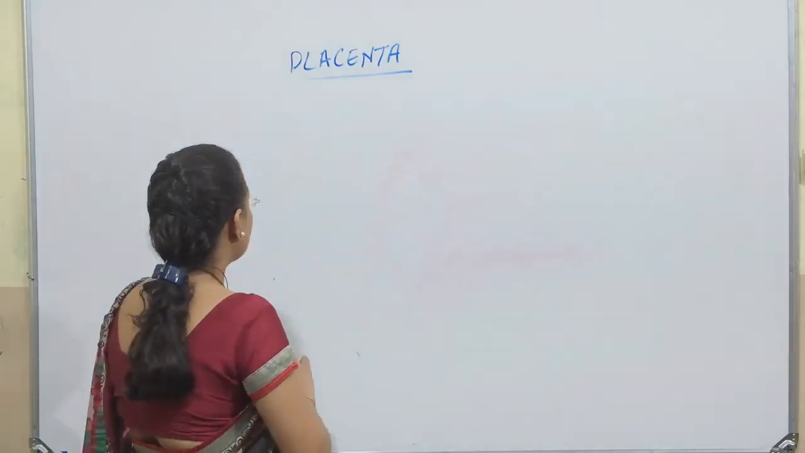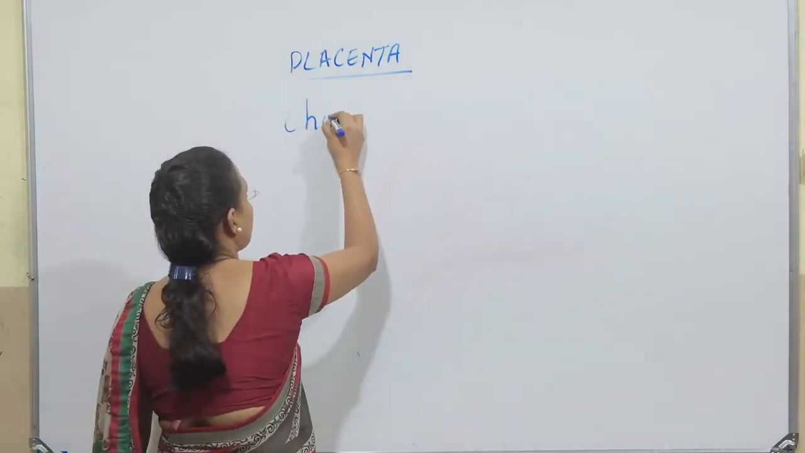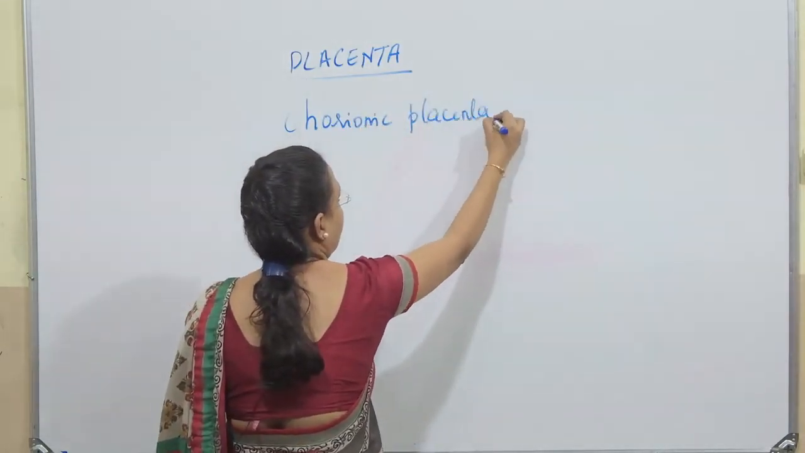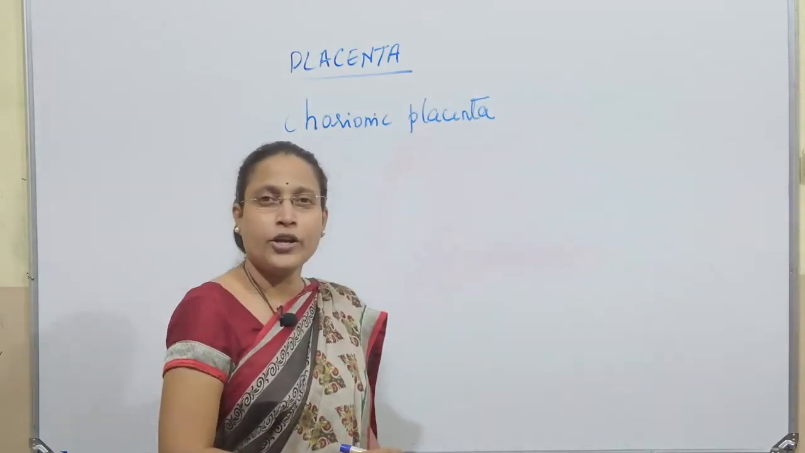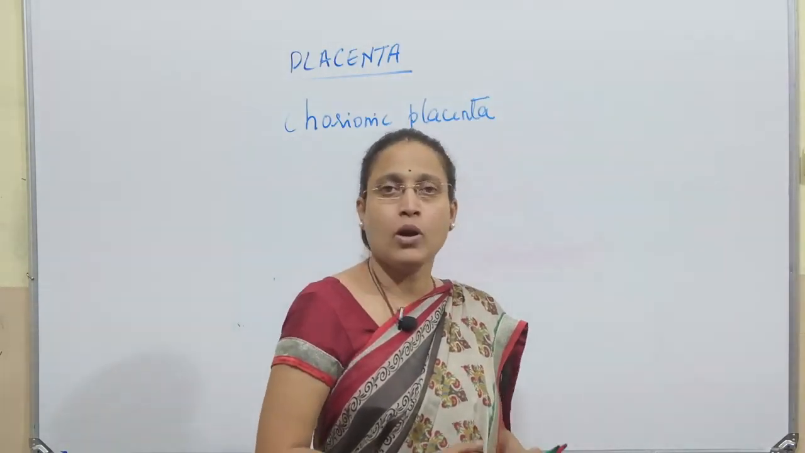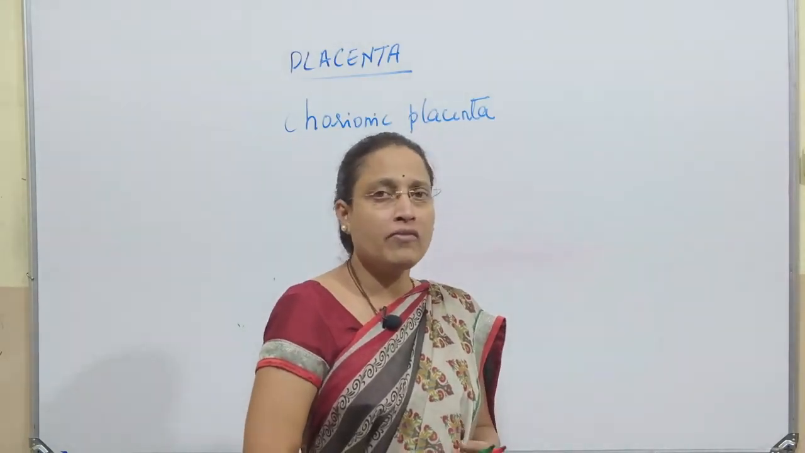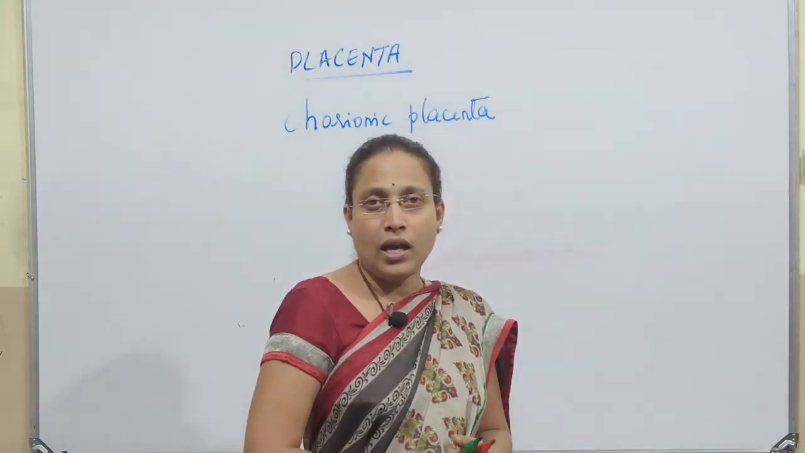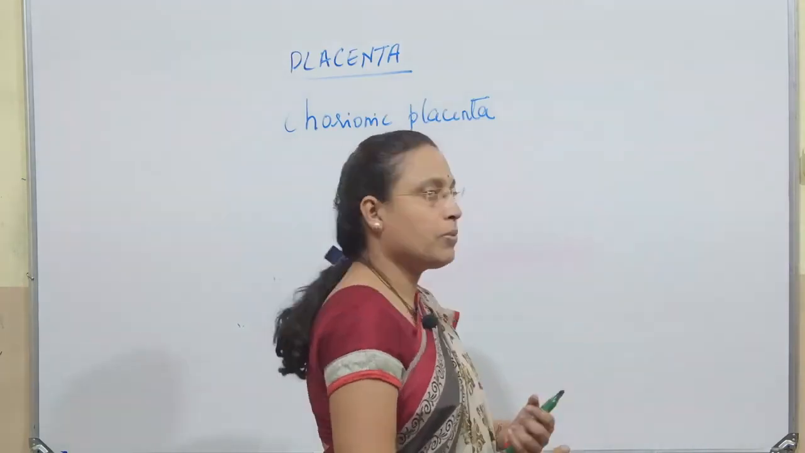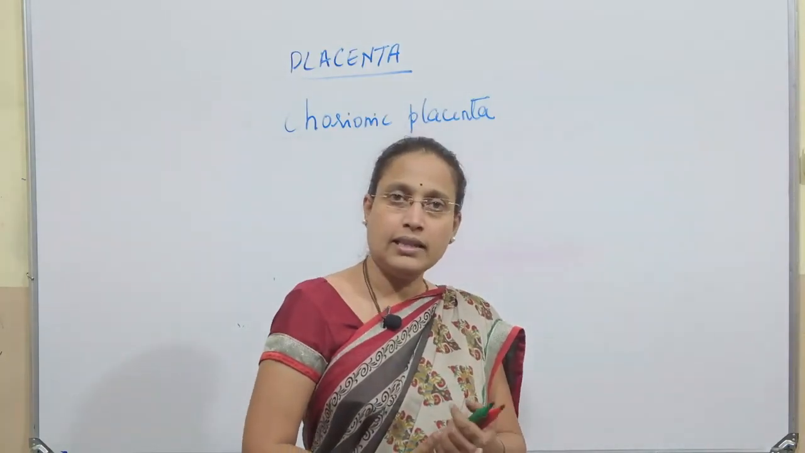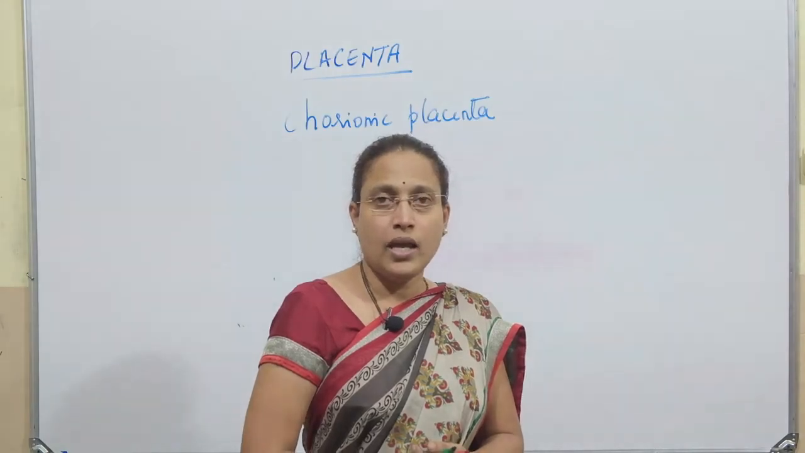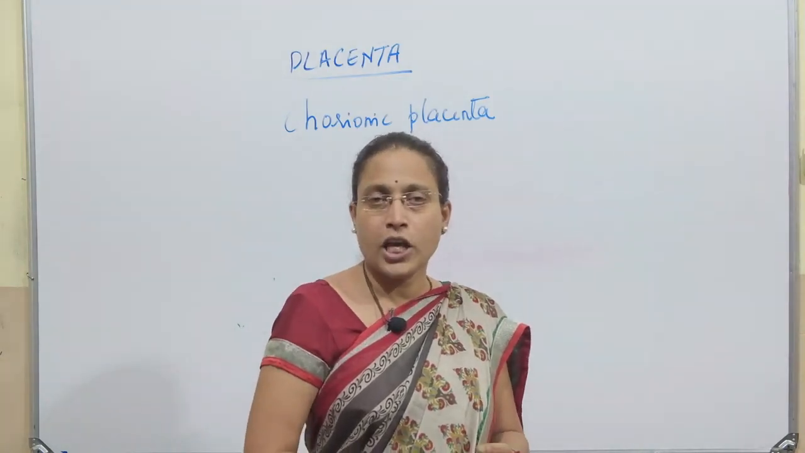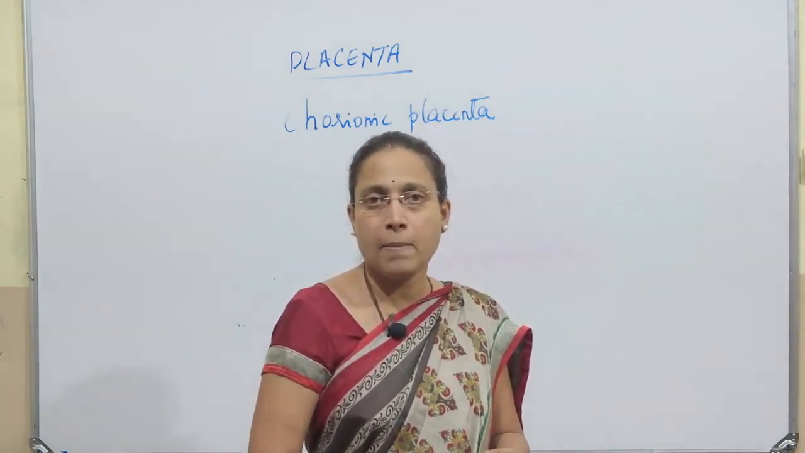Human placenta is also called chorionic placenta. Why is it called chorionic placenta? Because the placenta is formed from the chorion membrane. How is the chorion membrane formed? The trophoblast and the extra embryonic mesoderm, the somatopleuric mesoderm, together are called the chorion. And since the chorion contributes to formation of the placenta, human placenta is called chorionic placenta.